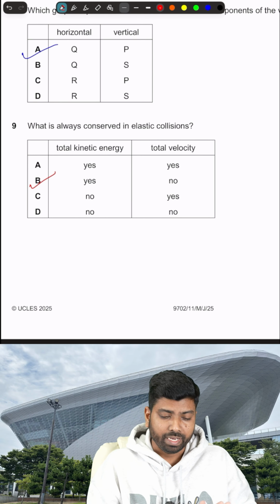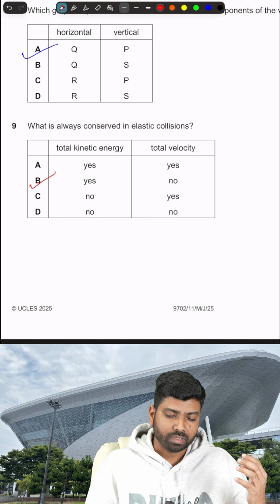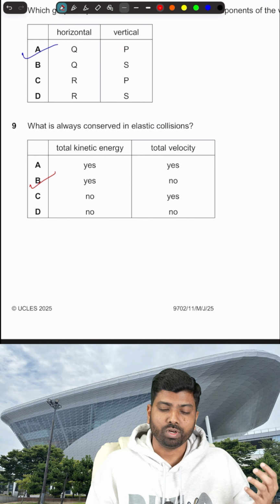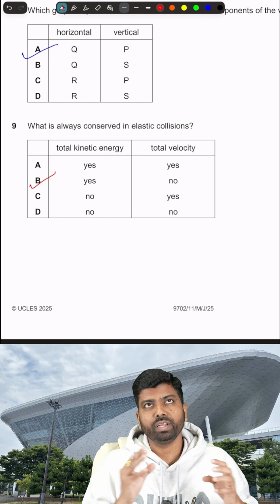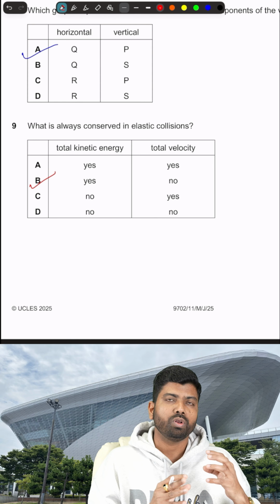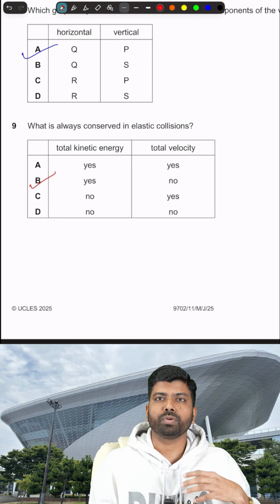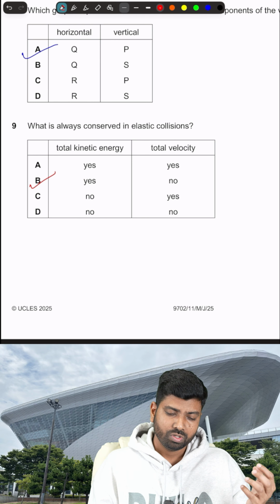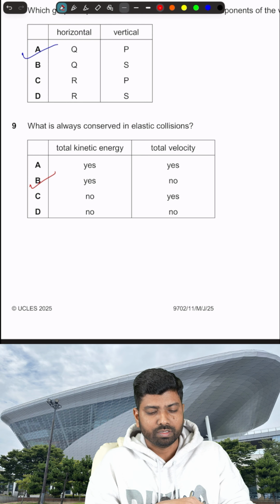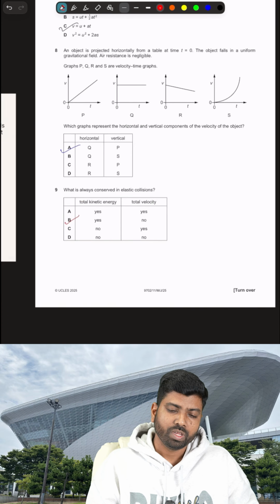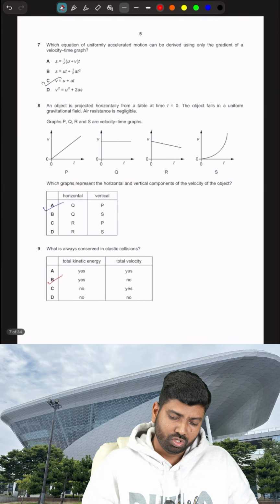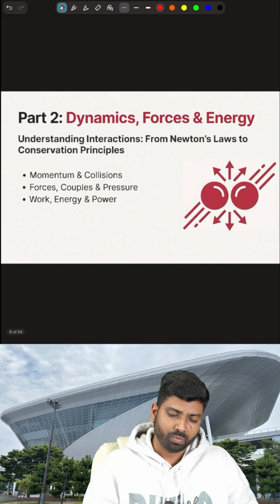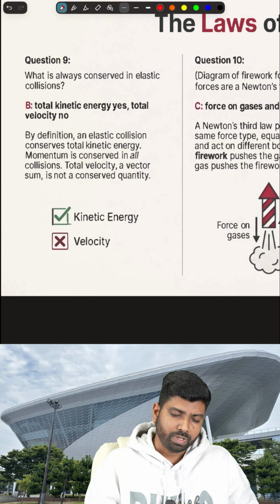Now question number 9. What is always conserved in an elastic collision? Point to be noted. We learned about collisions: elastic collision, inelastic collision, and perfectly inelastic collision. So which one is conserved? 4 options are there. Which option is the right answer? Right, this is your question number 9. Then I want to show you my explanation here.